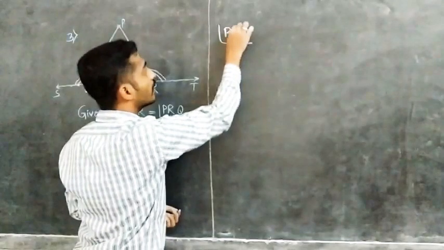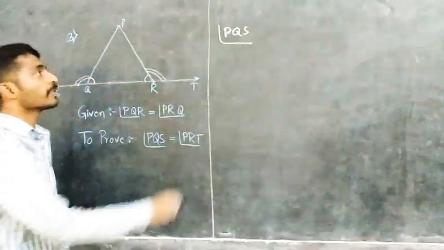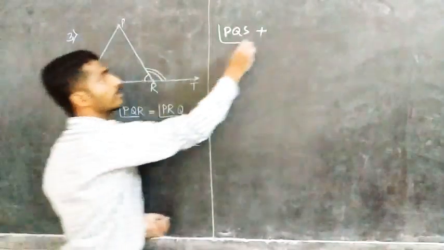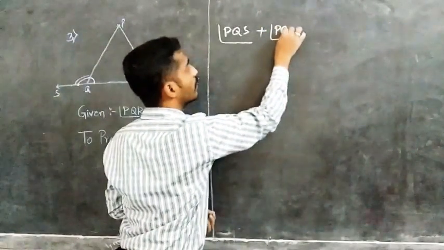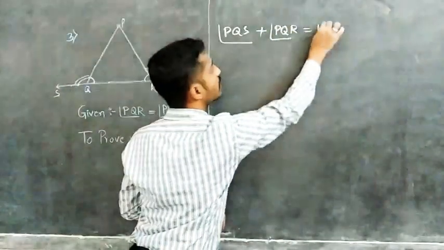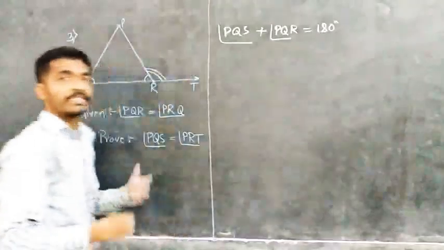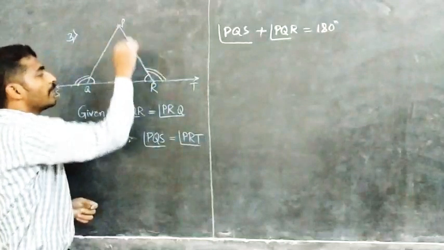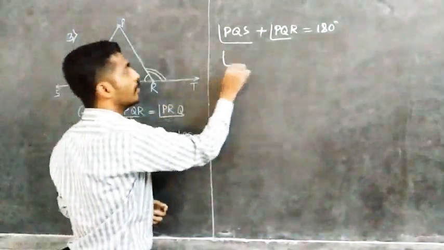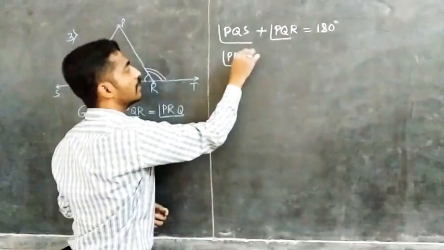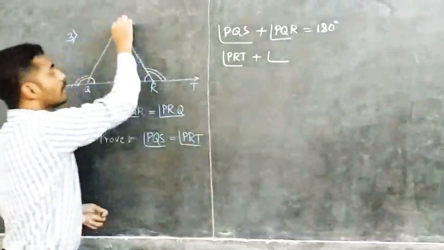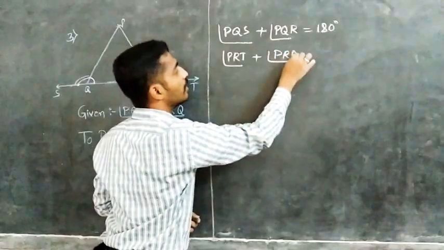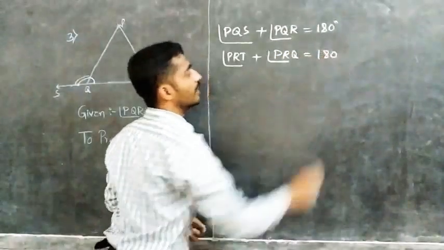angle PQS plus PQR, PQR equal to how much? 180. Similarly, if you take this side, PRT plus PRQ. This is also 180 degrees.